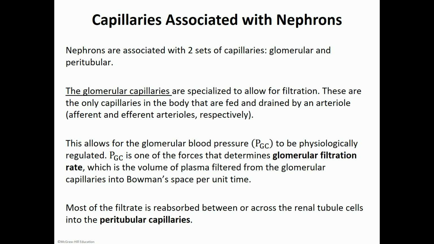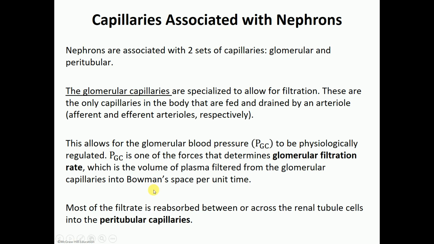For the capillaries that are associated with the nephrons, we kind of talked about these already. There are the glomerular capillaries, surrounded by Bowman's capsule. We talked about the afferent and the efferent arteriole and how we can change the filtration rate by changing the diameters of these arterioles. Okay, so you want to be comfortable with those different scenarios.